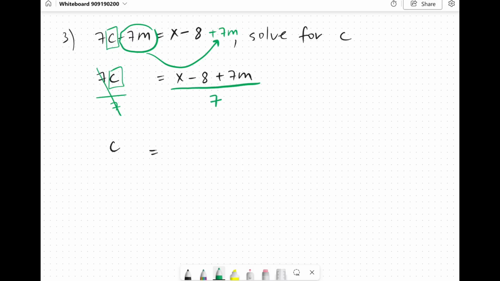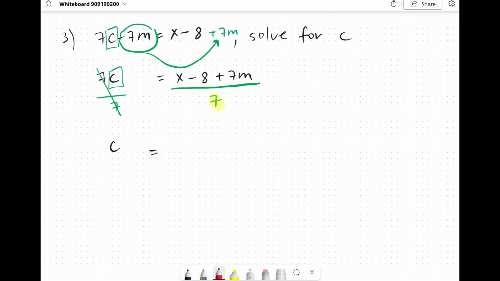And please do not cancel the 7 that's next to m on the top and this 7. The reason I'm saying that is because the 7 that's on the bottom is dividing the x, the 8, and the 7m. So if you only cancel it with the 7m, you are ignoring the fact that it's dividing the x and the 8 as well.